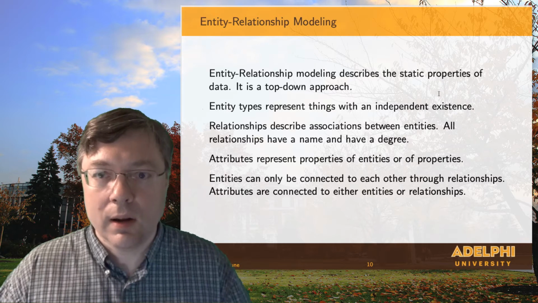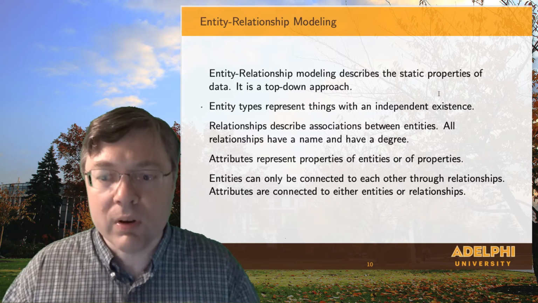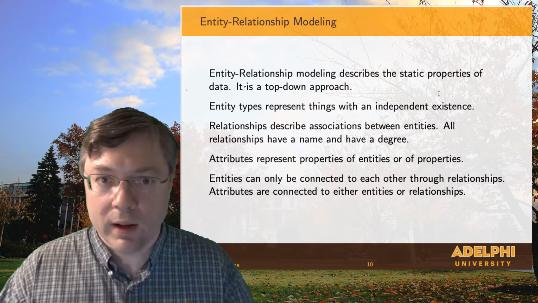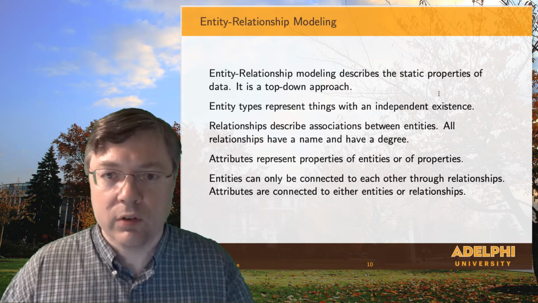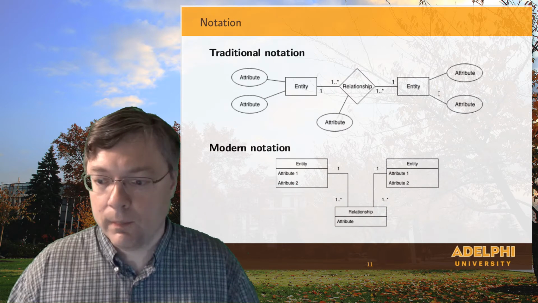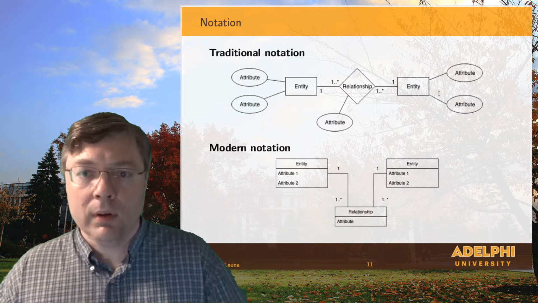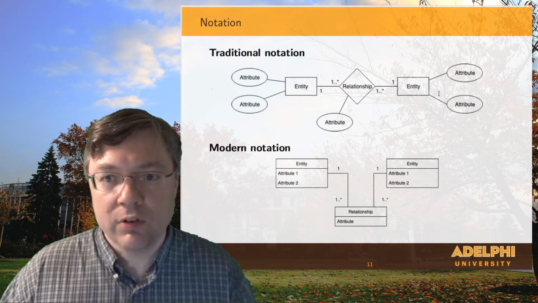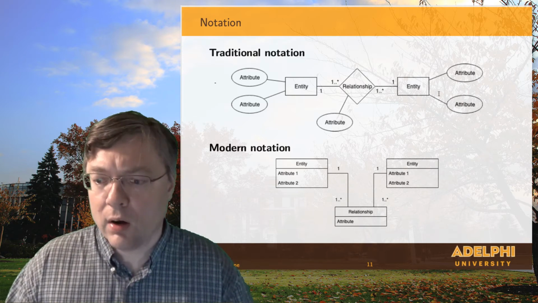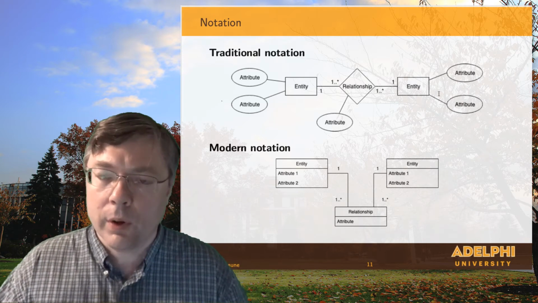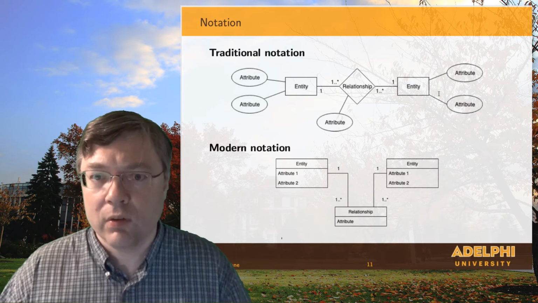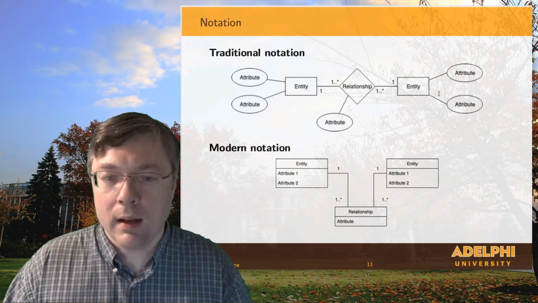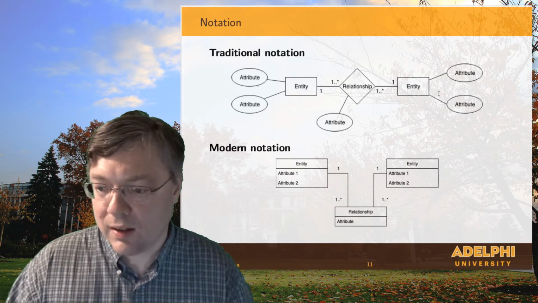Entities can only connect to each other through relationships. So they cannot connect directly. There's no direct association between two entities. There's two different commonly used notations that we see. The first one on top is the more traditional notation. You don't see it all that often anymore though. But quickly, a diamond represents a relationship. An entity is represented by a rectangle, and an oval or a circle represents an attribute.